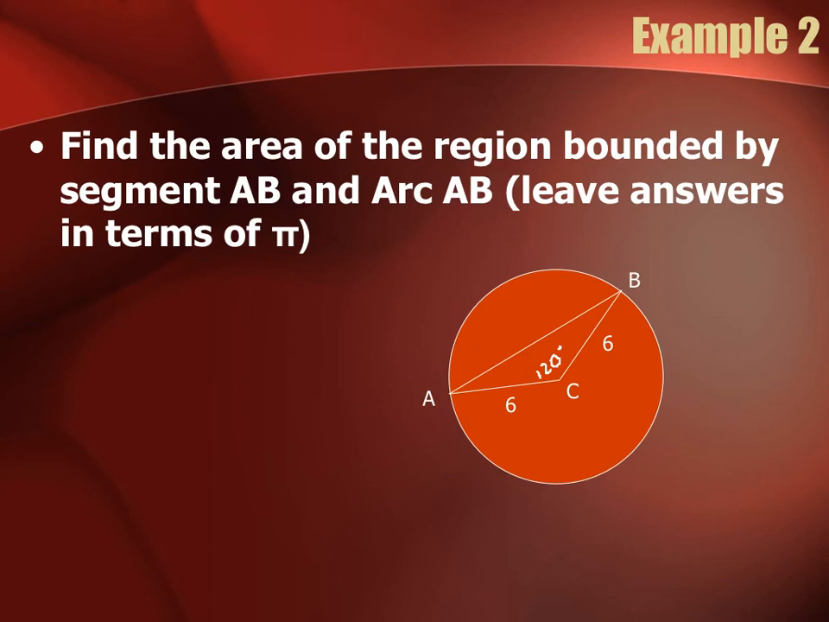Okay, so this one says, find the area of the region bounded by segment AB and arc AB. And leave the answers in terms of pi. So this is where the trickiness occurs. You're going to get shaded regions. You're going to get parts in which you have to try to find out what shape they are and find the area of them, okay? So this says bounded by segment AB and arc AB.